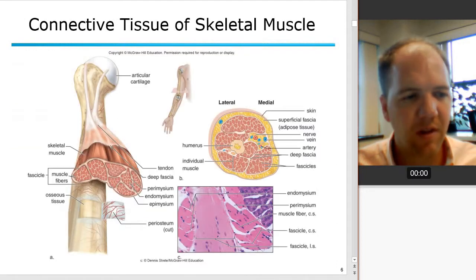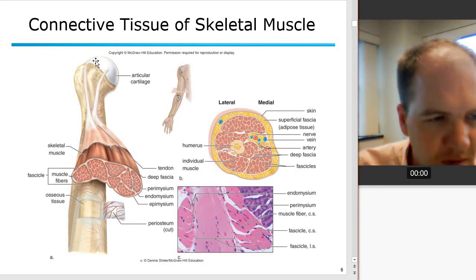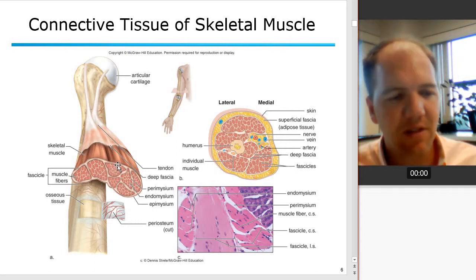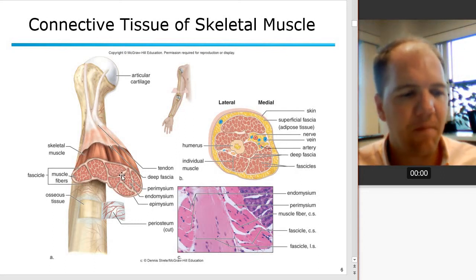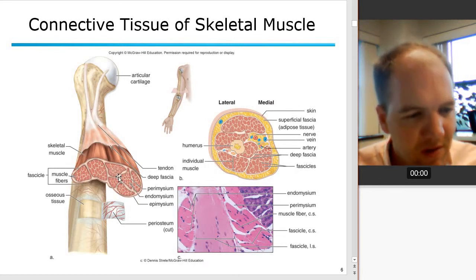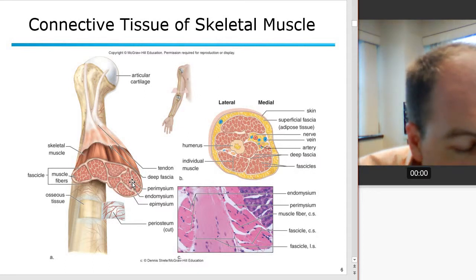So let's look at where these are found. Here's a muscle, here's our bone, our humerus. Here's the muscle that's attached by tendons to this bone, and we basically sliced this. This is a transverse section here, so we're looking straight at the muscle, and you can see all these little bundles in here. Each of these little pieces here is representing a muscle fiber or a muscle cell.